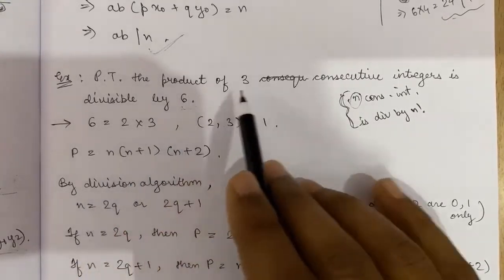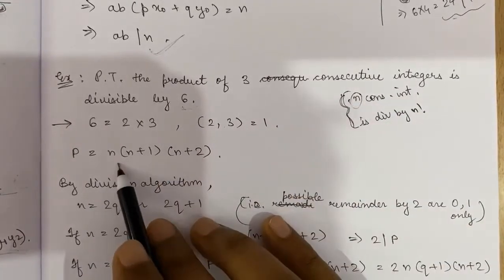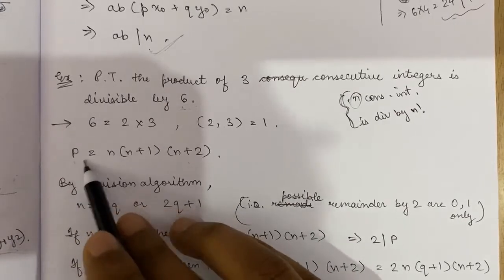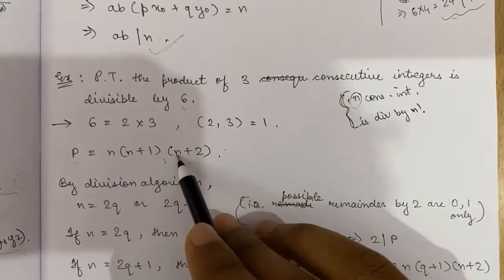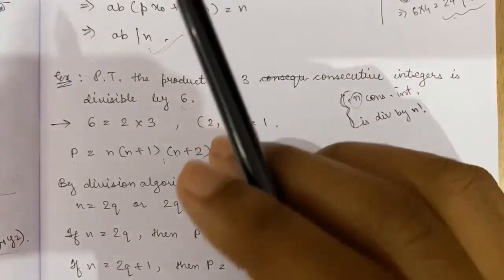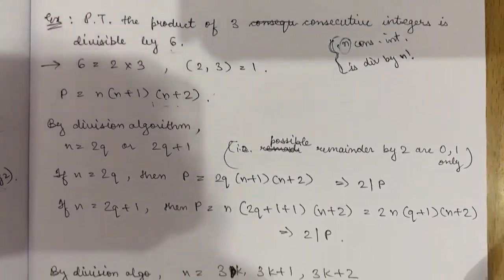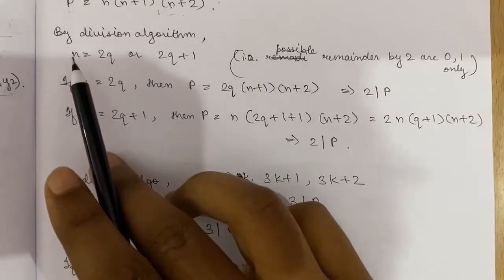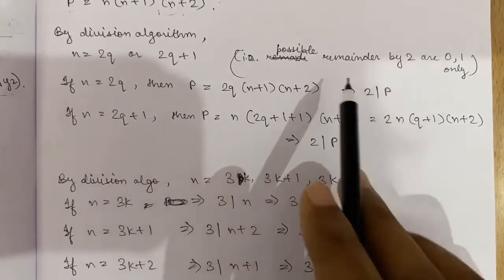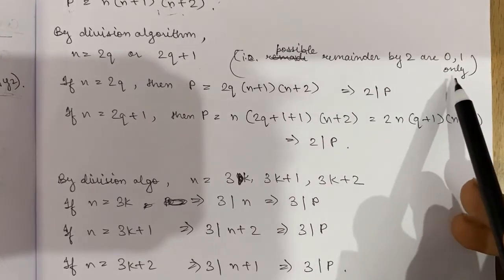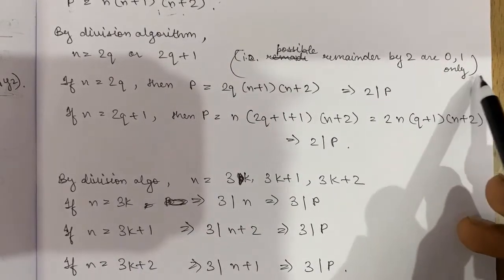And let's suppose our integer is n. So we want to show that the product of 3 consecutive integers, which means n, n plus 1, n plus 2, product is P, is divisible by 6. So we'll show divisibility by 2, we'll show divisibility by 3, and we'll conclude using the previous property that this is divisible by 6. So by division algorithm, n equal to 2q or n equal to 2q plus 1. That is, the possible remainders by 2 are 0 and 1 only.